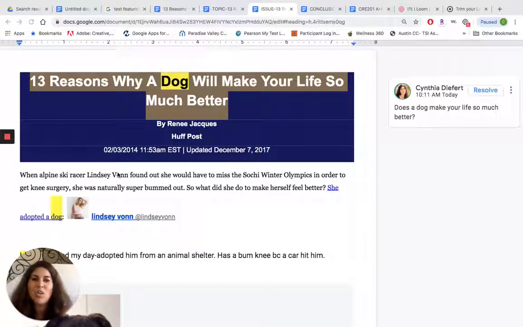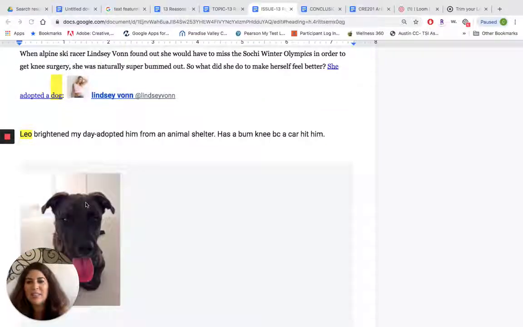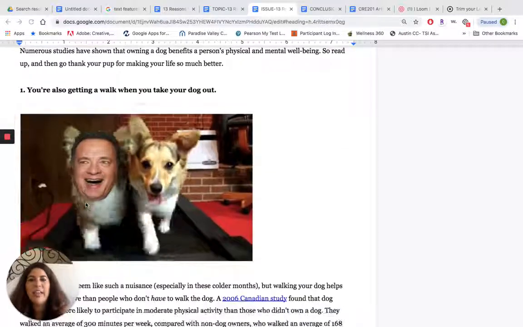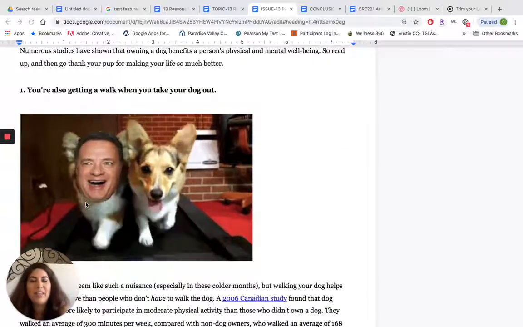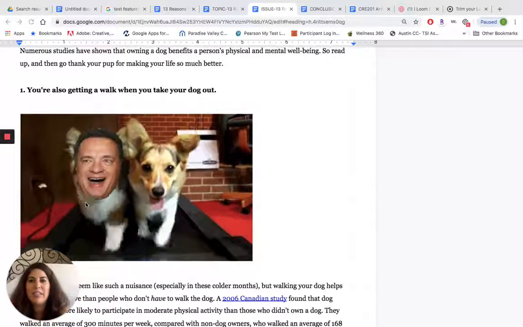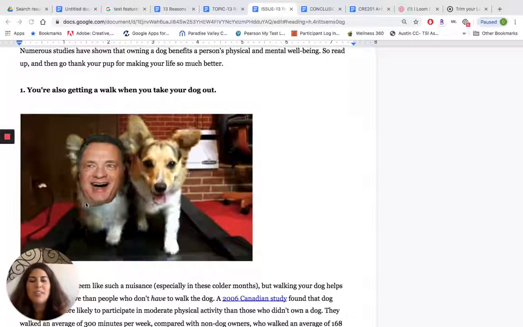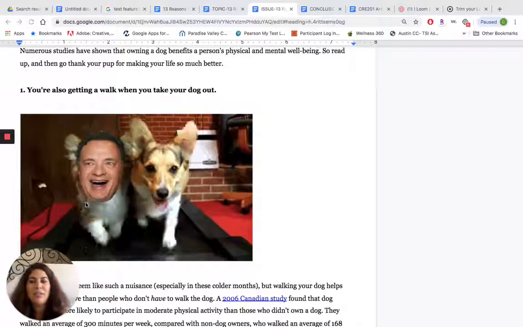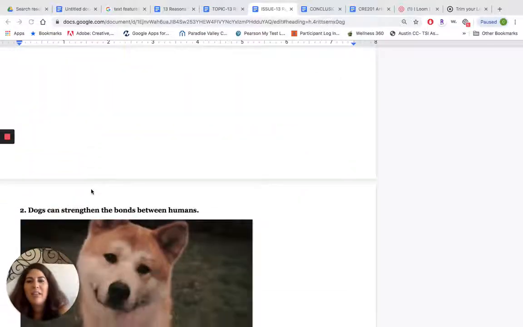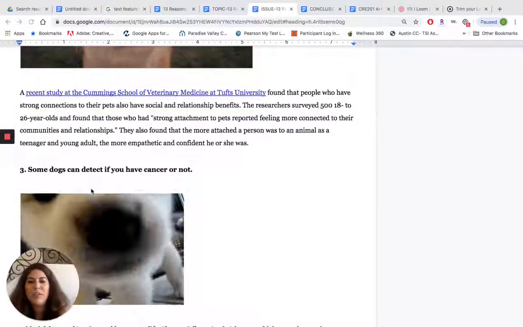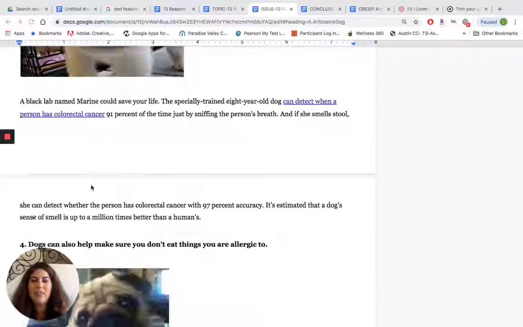Again, since this article is pretty easy and straightforward, does a dog make your life so much better is the issue, but we should never take for granted that the question we create from the title is the issue. However, to go back to my headings, each heading is a reason, because in the title it even states 13 reasons. Reasons answer why. So, each of these is one of the reasons that supports the stance of the author.